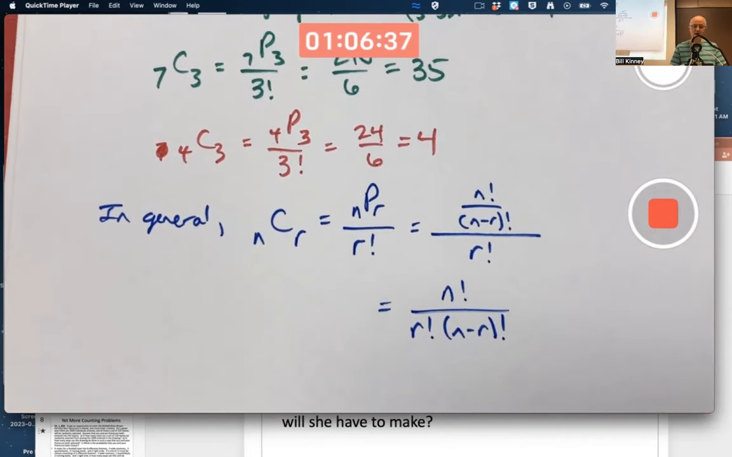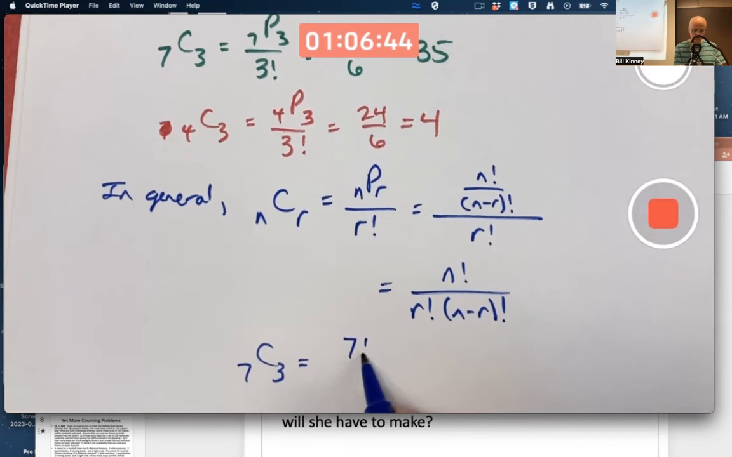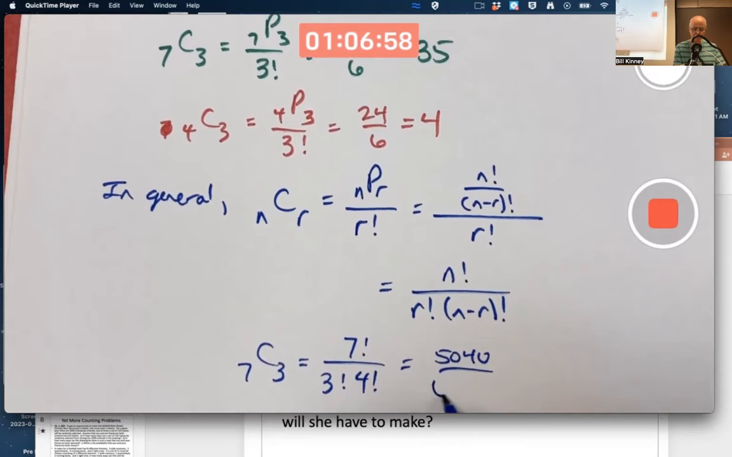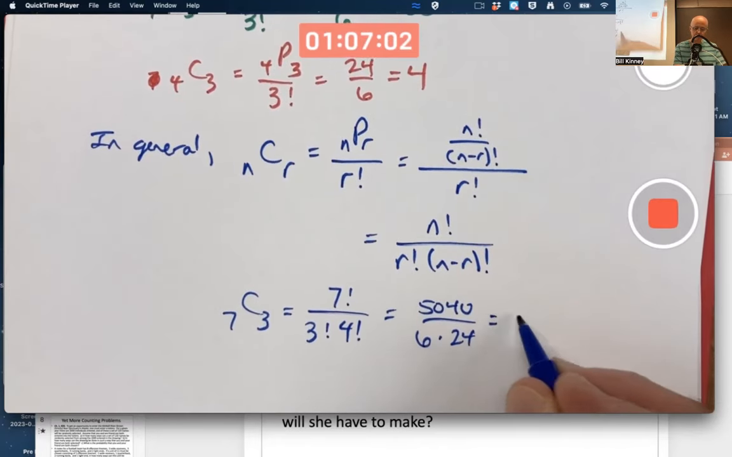And it gives us yet an alternative way of figuring out, for example, 7C3. 7 factorial divided by 3 factorial times 4 factorial. Which you can do with your calculator if you like. Figure out, and you get 5040 divided by the product of 6 and 24, and it's ultimately got to equal 35.